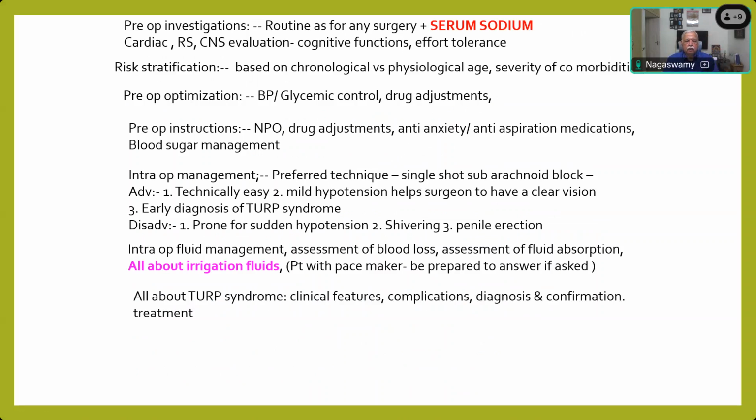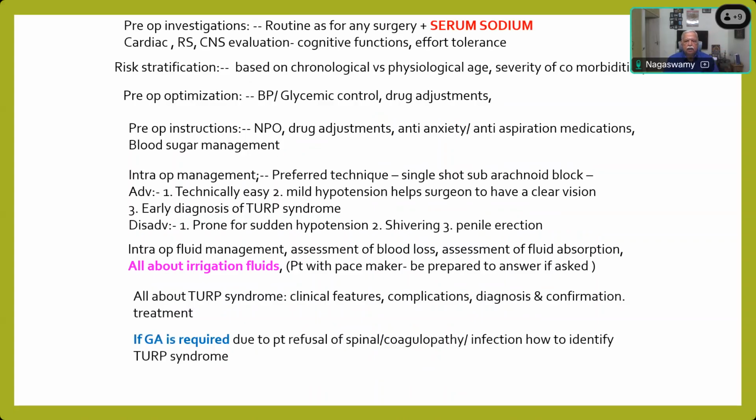And all about TURP syndrome: the clinical features, complications, diagnosis, and confirmation, treatment. And if GA is required due to patient refusal of spinal, coagulopathy or infection, the common question they ask you is, how will you identify TURP syndrome? Here again the answer is the rise in BP. Okay, because the pain is not that much in these cases.